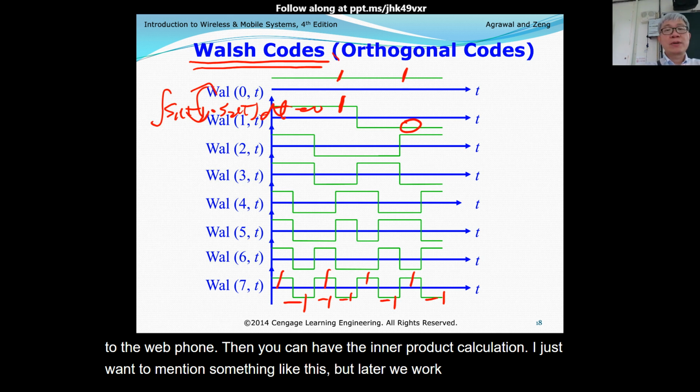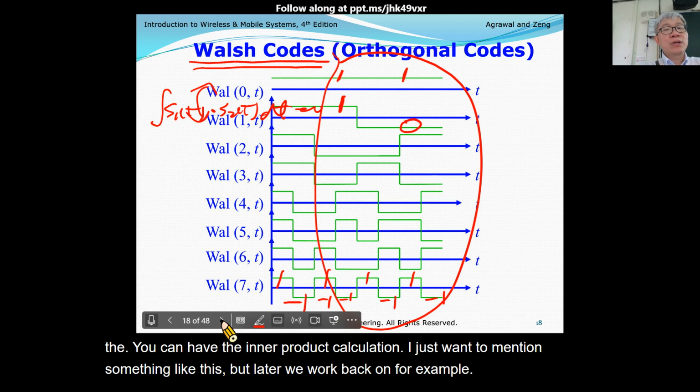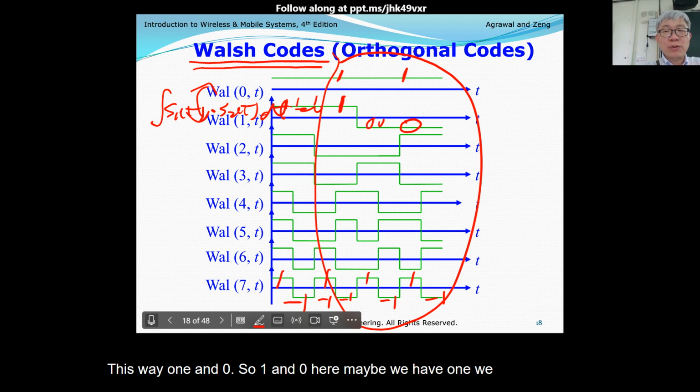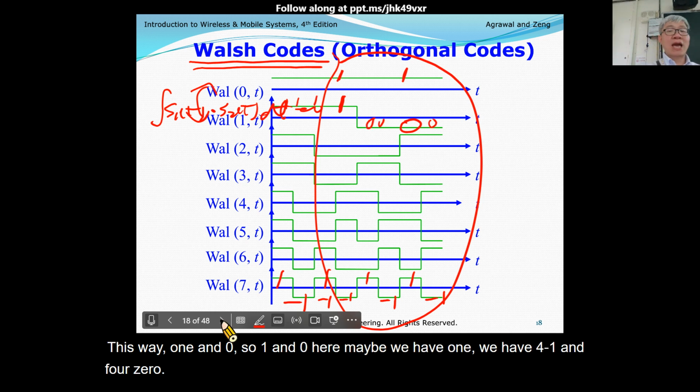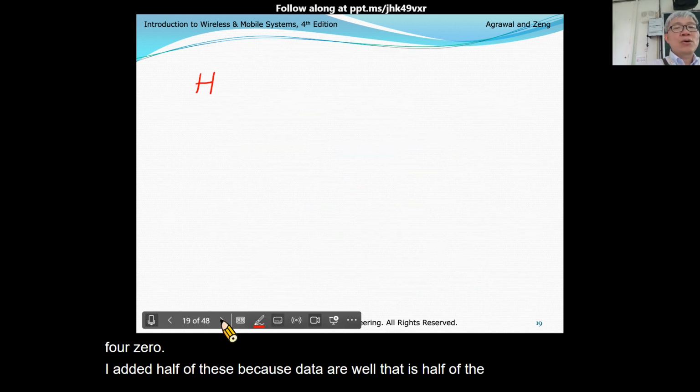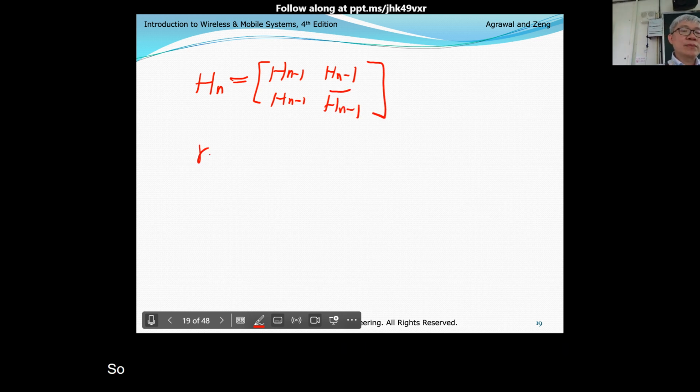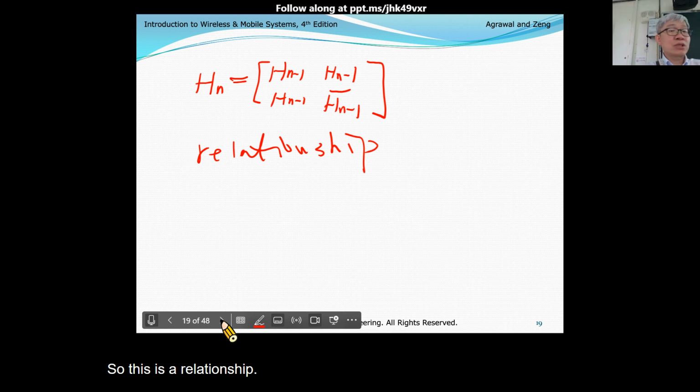For example, this way, 1 and 0. So 1 and 0 here, maybe we have 1 and 4, 1 and 4, 0. Why does it have these? Because of the construction using the Hadamard code. So this is a relationship to have the orthogonal construction.